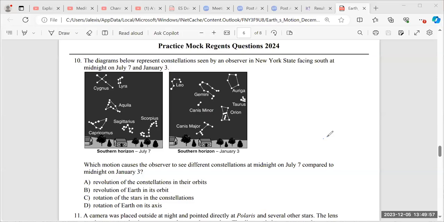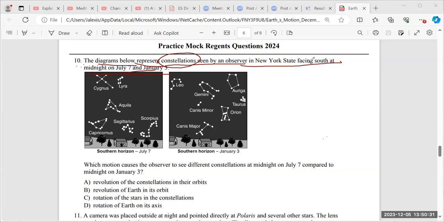All right, number 10. Number 10 says the diagram below represents constellations seen by an observer in New York State facing south at midnight on January 3rd. Remember, the word constellation means just a group of stars. It's a collective group of stars that makes a pretty unique symbol in the sky.